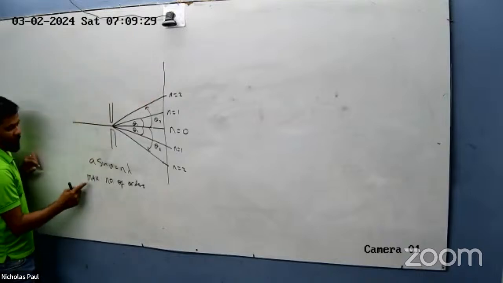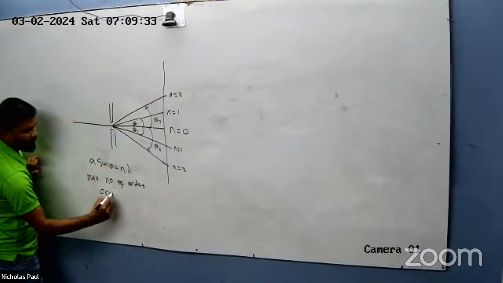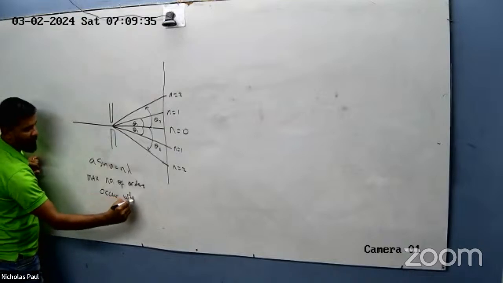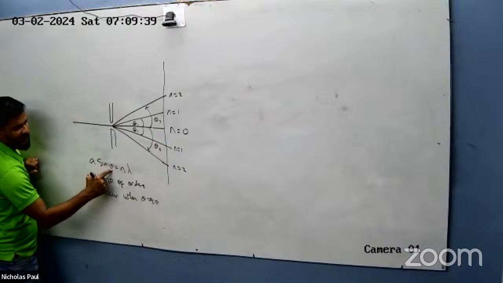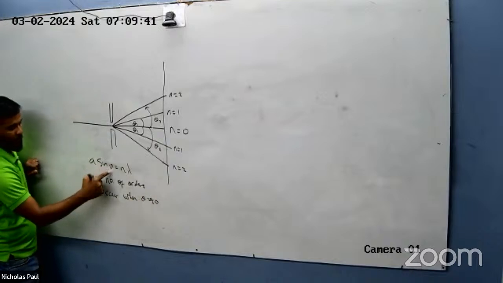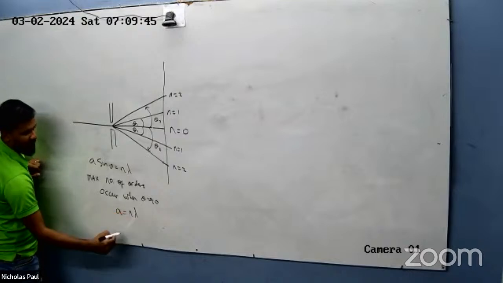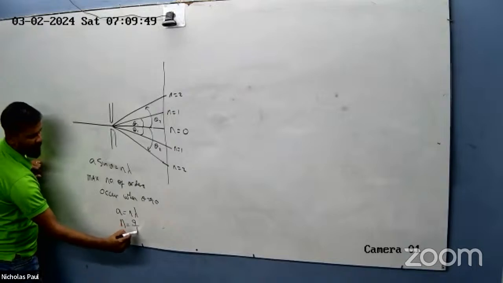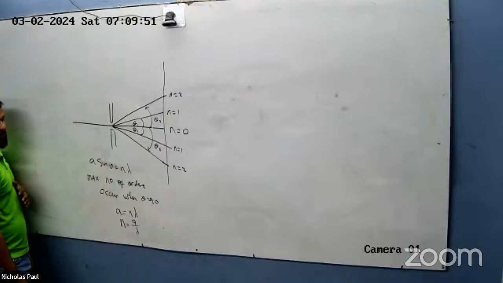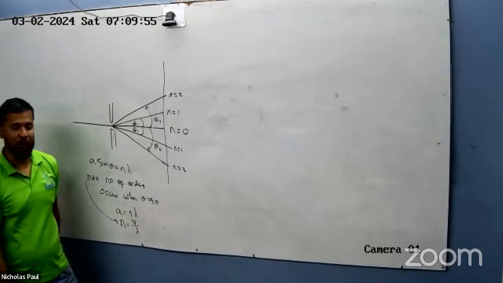So therefore, the maximum number of orders occurs when theta is 90. So if I put 90 in here, sine 90 is what? 1. So you'll get A is equal to n lambda. So the maximum number of orders is A over lambda. That's the maximum number of orders, right? n is equal to A on lambda.